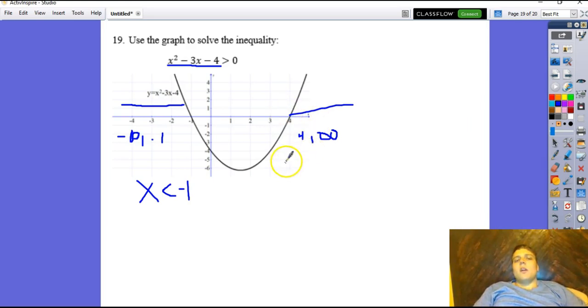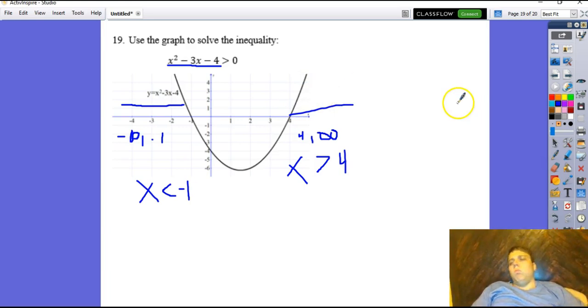And think about all the ones where x is greater than 4. This is true as well.